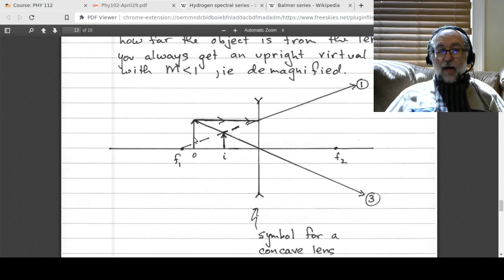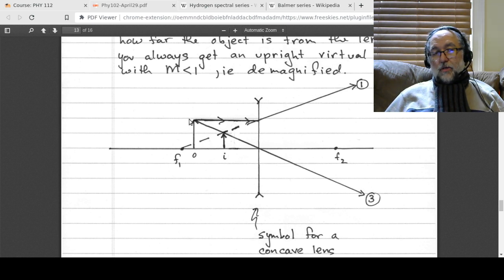Okay, now here's the object right there. Ignore the image if you can for a minute. What rays are we going to trace? Well, we'll trace 1 and 3 again. So 3 is the easy one because 3 leaves the tip, passes through the middle, and doesn't bend at all. There it is. Okay, so there's ray number 3.